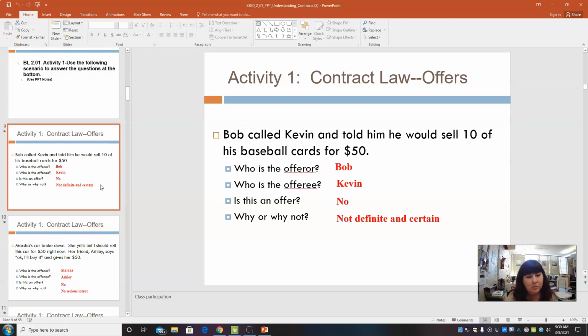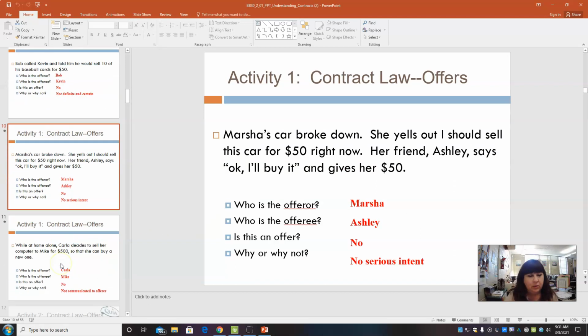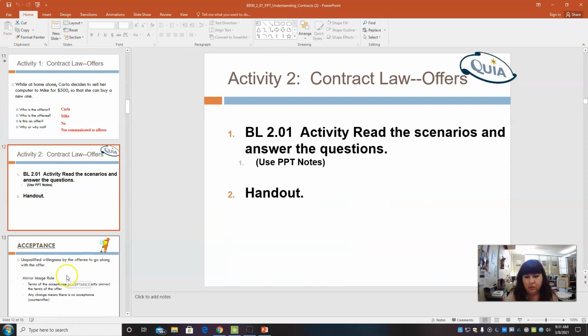This is going to show you some scenarios. Bob called Kevin and told him he would sell 10 of his baseball cards for $50. So the offeror is Bob, the offeree is Kevin. And is this really an offer? It's not. The reason is that it's not definite and it's not certain. He just said, I'll sell you 10 ball cards for $50. There's no terms set up in this. Okay? So this goes through another scenario. Y'all can read through those.